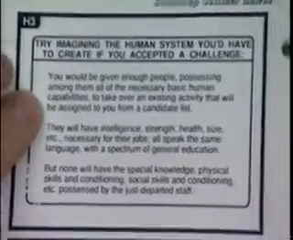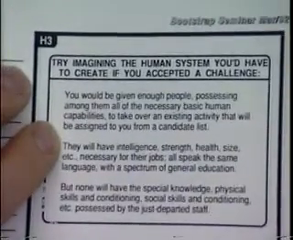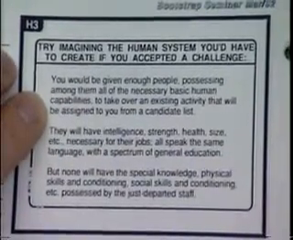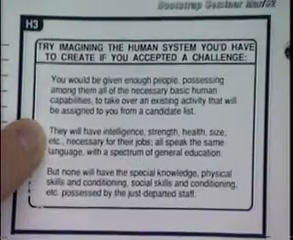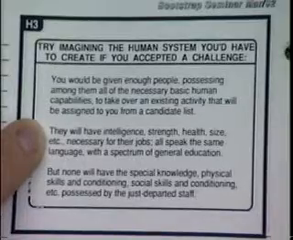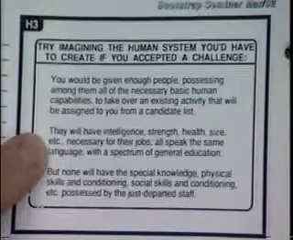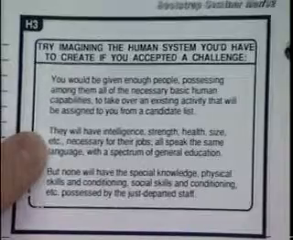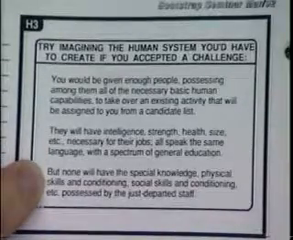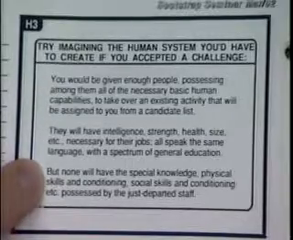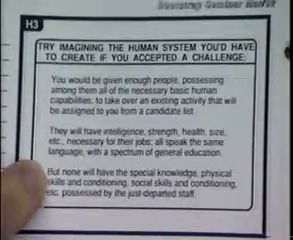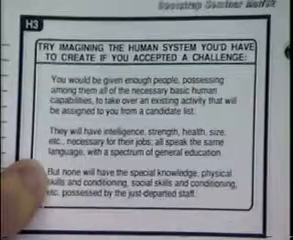You'd be given enough people possessing among them all of the necessary basic human capabilities to take over an existing activity that will be assigned to you from a candidate list of activities. Your people will have intelligence, strength, health, size, and so forth necessary for their jobs. All will speak the same language with a spectrum of general education. But none will have the special knowledge, physical skills and conditioning, social skills and conditioning, and so forth, possessed by the just departed staff of the activity you're going to take over.